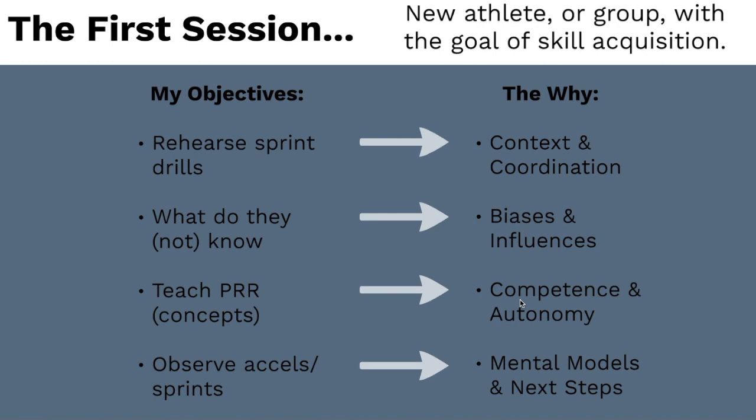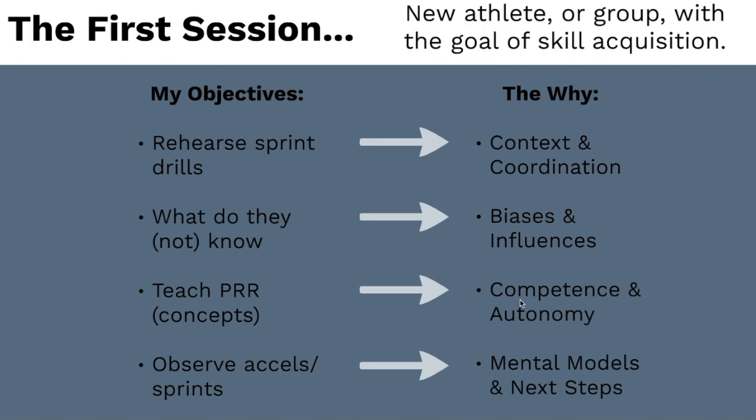Next, I want to go into an example of a first session. This would be with an athlete or a group of athletes that have the goal of skill acquisition. They simply just want to learn the technical aspects of sprinting. A few objectives that I'm going to have on that first session are to rehearse some sprint drills, as I feel this will provide context and coordination for the athletes.